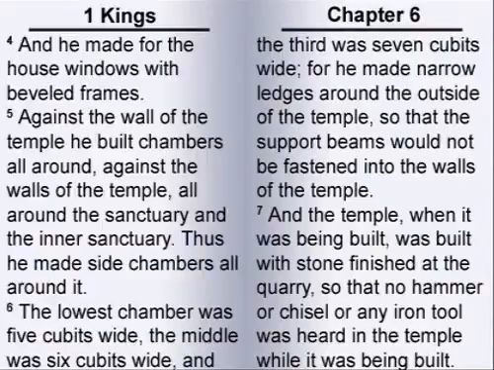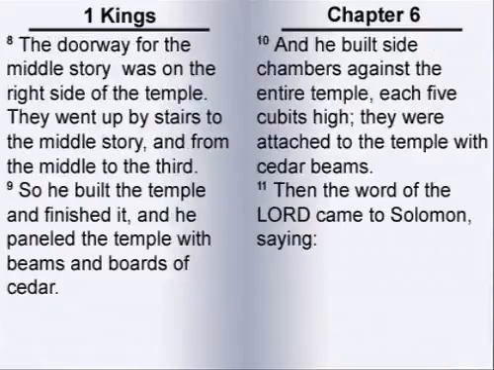And the temple, when it was being built, was built with stone finished at the quarry, so that no hammer or chisel or any iron tool was heard in the temple while it was being built. The doorway for the middle story was on the right side of the temple. They went up by stairs to the middle story, and from the middle to the third. So he built the temple and finished it, and he paneled the temple with beams and boards of cedar. And he built side chambers against the entire temple, each 5 cubits high. They were attached to the temple with cedar beams.